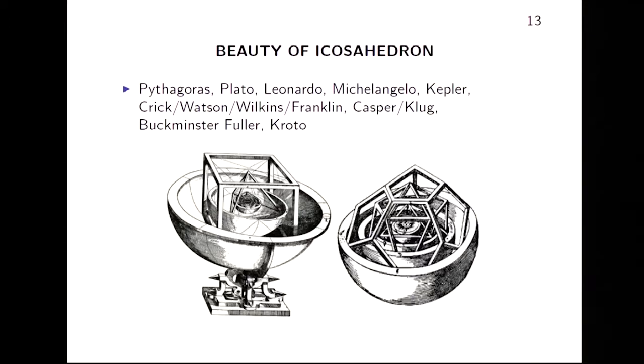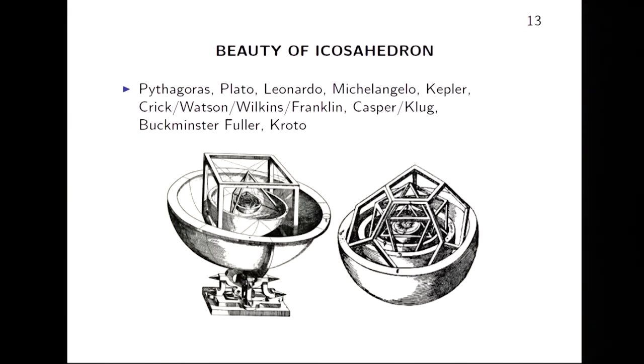Here is the icosahedron as drawn by Kepler, in his famous book. Now the famous people associated with the icosahedron I've named up there. Well, you recognize many of them. Pythagoras. Plato was the most important disciple of Pythagoras. Leonardo, Michelangelo were, of course, great sculptors, architects, men of all types. Kepler was the man who believed this and believed many other things.